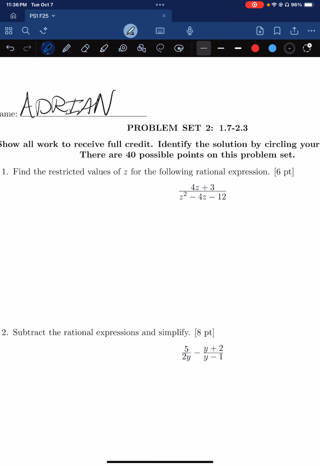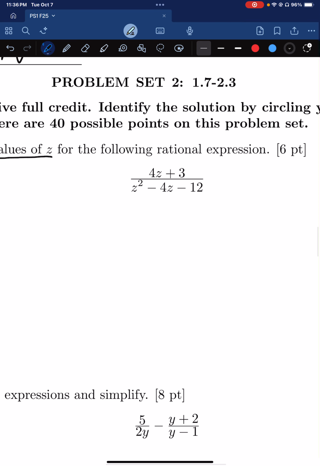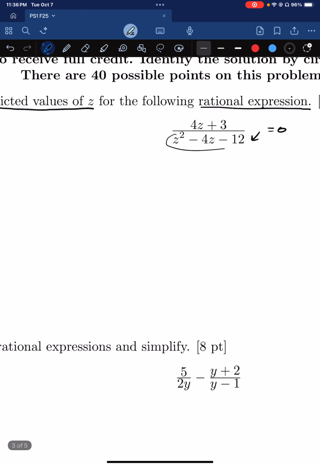Find the restricted values of z for the following rational expression. All right, so restricted values, that means not allowed. And so for restricted values in a rational expression, that's going to be when our denominator equals 0. So let's look at when this thing equals 0. So we have z squared minus 4z minus 12 equals 0. This looks like something we'll be able to factor.